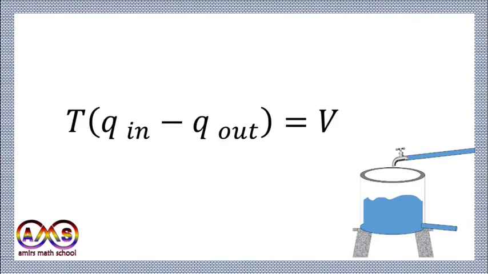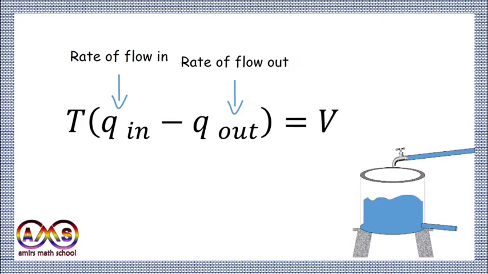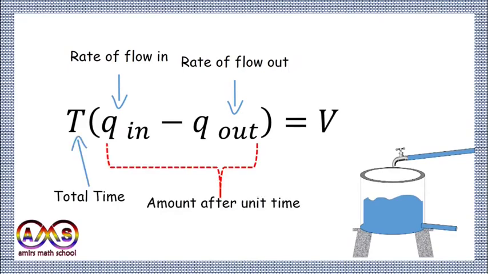And for the final equation, T into (Q in minus Q out) equal to V. Here, this Q in is the rate of flow in, Q out is the rate of flow out. So this Q in minus Q out represent amount after unit time. This T represent the total required time when all the pipes are open, and this V is the volume of the cistern. So this is our equation. With this equation, we can easily solve all the types of pipe and cistern related problems.